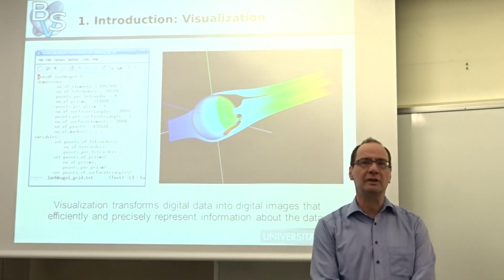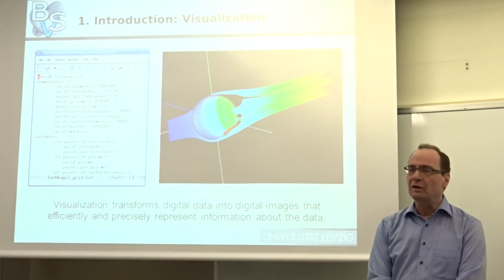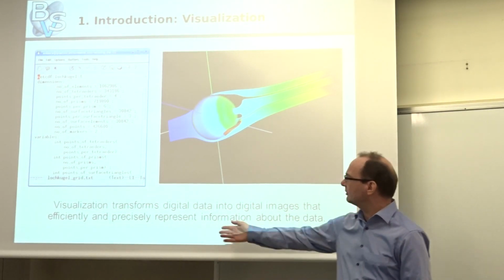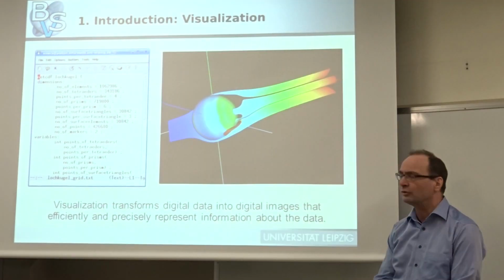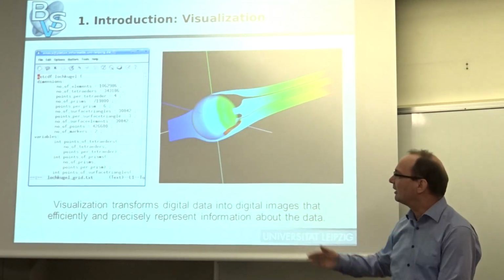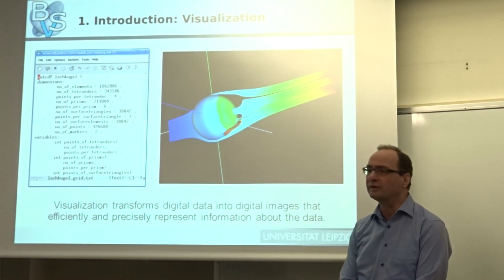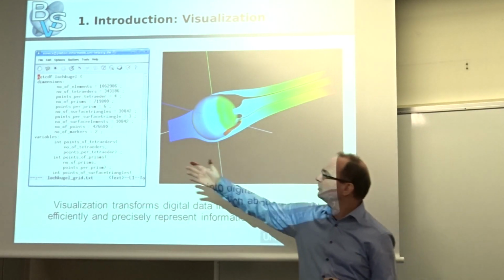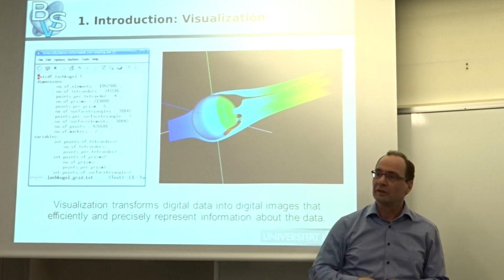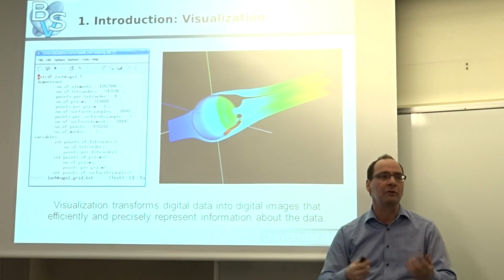So first of all, and shortly, since you have a background there, what is visualization doing? Well, principally it takes digital data and transforms them into digital images using computer graphics. And the idea is to efficiently and precisely represent information about the data. You could also say it's a way of communicating digital data in an efficient manner to humans. So it's really that interface, the communication.